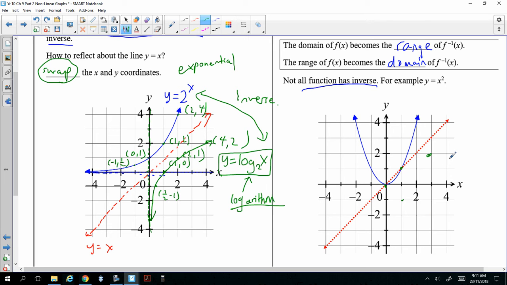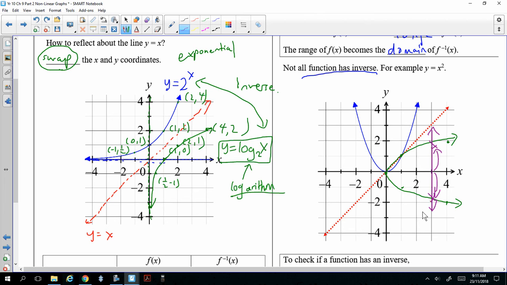Now, why is the inverse not a function? You can see quickly. What's the definition of a function? It must satisfy the vertical line test. So clearly, the vertical line test is not satisfied because one x value gives you two different y values, which doesn't fit the definition of a function. So therefore, it fails the vertical line test, and the inverse does not exist.